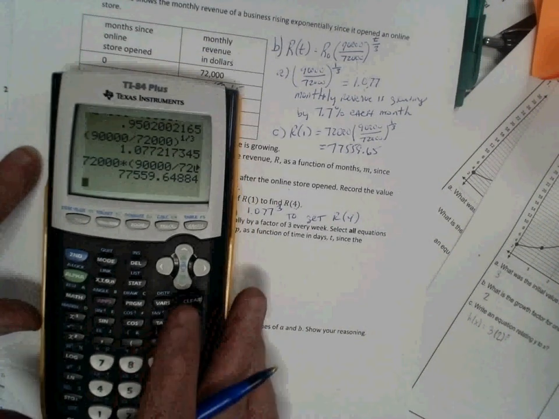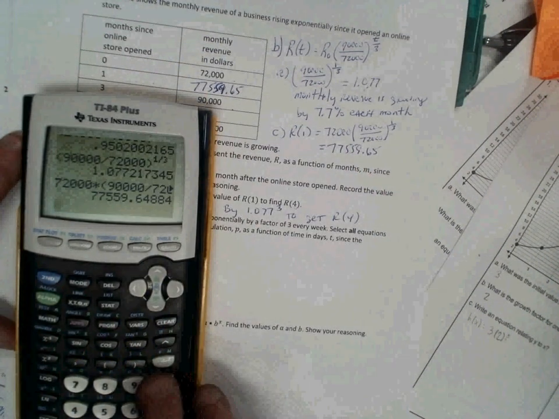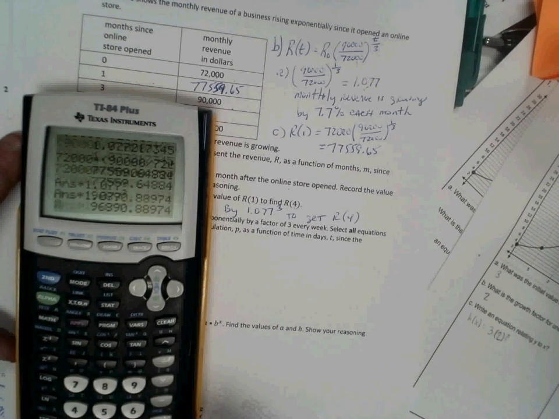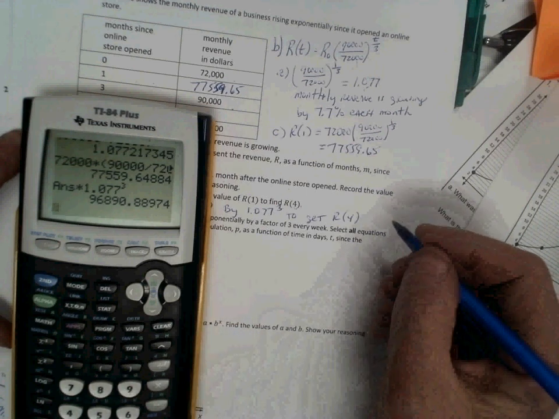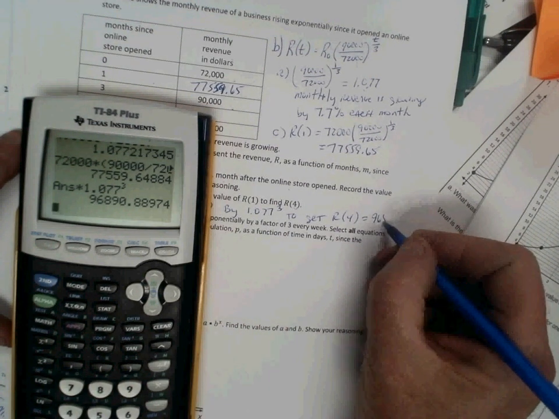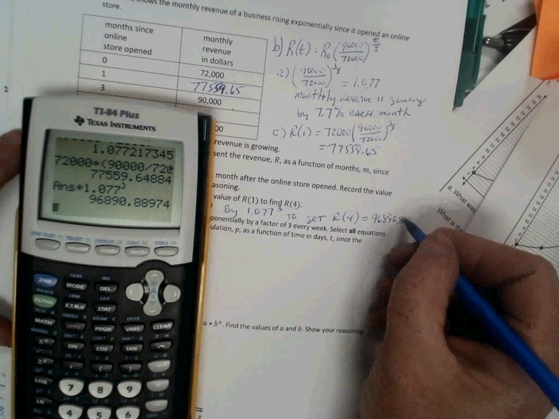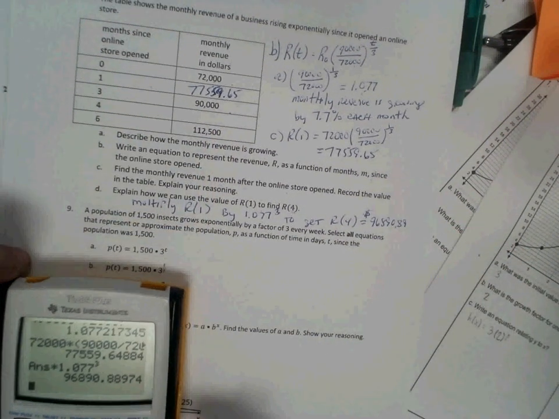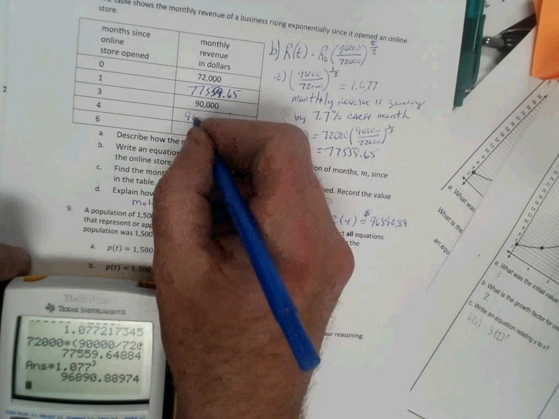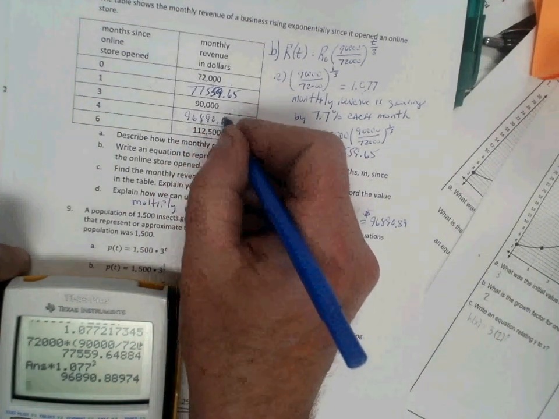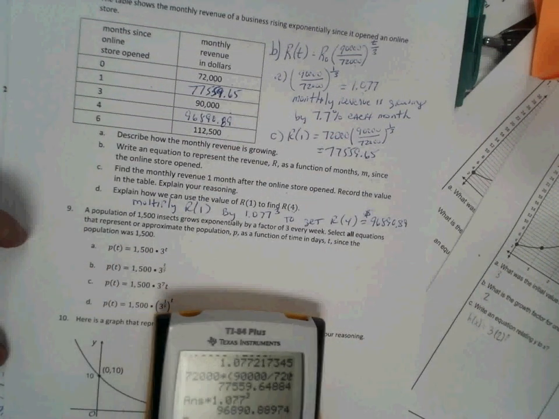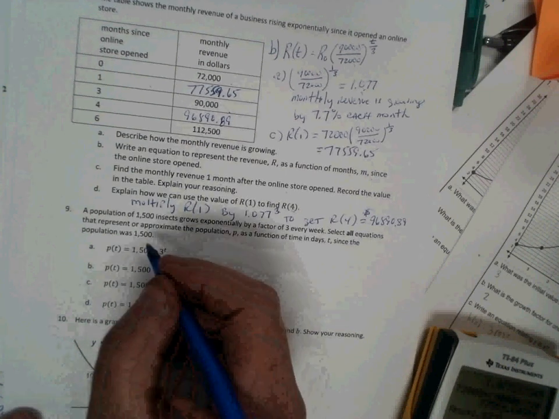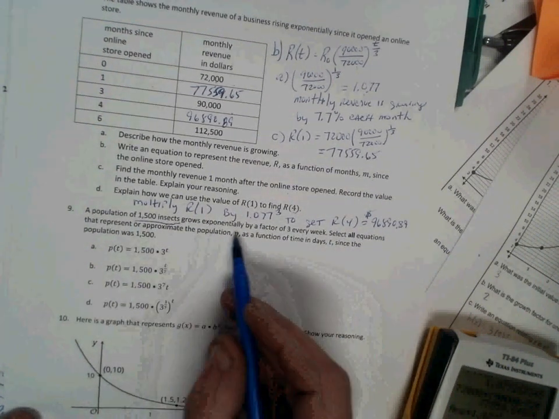Let's go ahead and do that and see what happens. We get that it's R of 1, right? Times 1.077 raised to the 3rd power equals $96,890.89. If we had to fill in the table, we would say 96,890.89. Painless, y'all. Pretty painless.